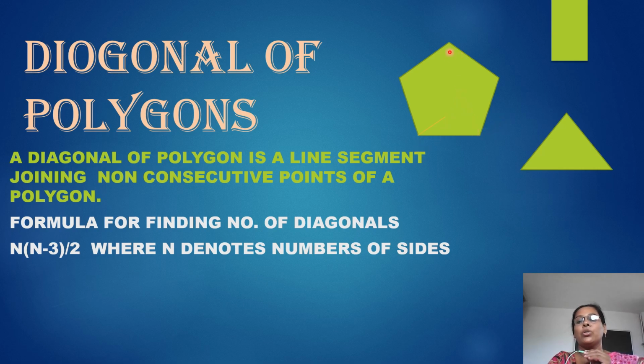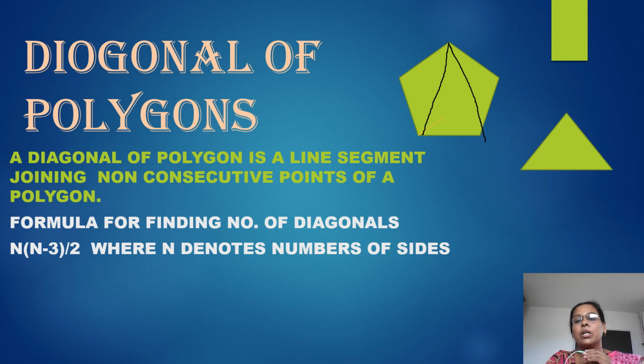And if you join the line segment from here to here, see here, if you join this line segment and this line segment, which join the non-consecutive points of that point, these are the diagonals. These line segments are the diagonals for this figure.